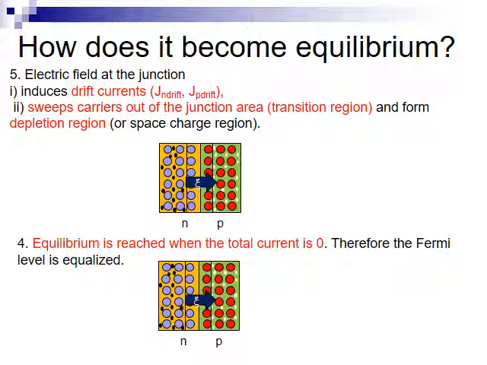Further, the electric field at the junction generates drift currents for electrons and holes, with the same direction as the electric field, that is from N side to P side. Besides that, the electric field at the junction will force any carriers that pass through the junction out of the junction region. This will create a region at the junction that has no mobile carriers, which is called the depletion region. So the movement of carriers will continue until the Fermi level is constant throughout the system and the total current is zero.